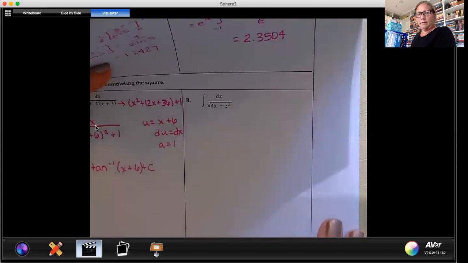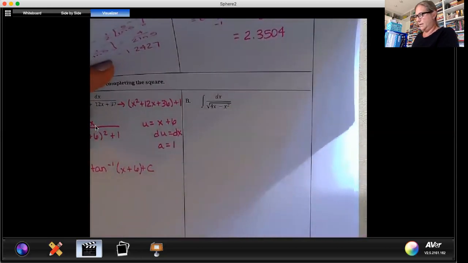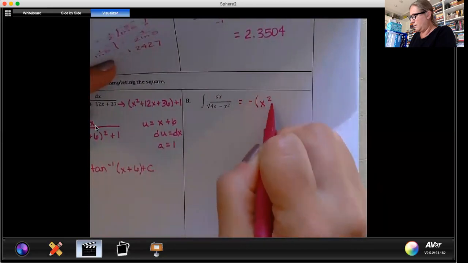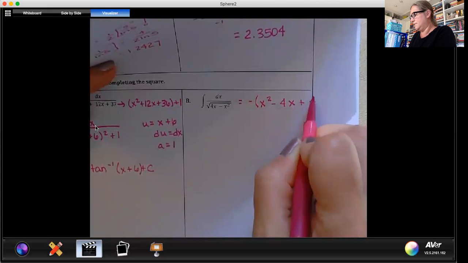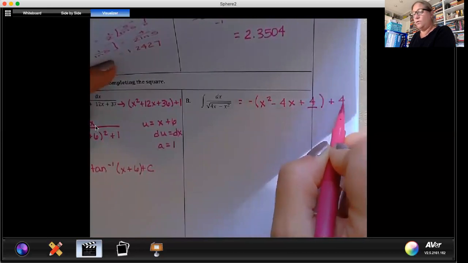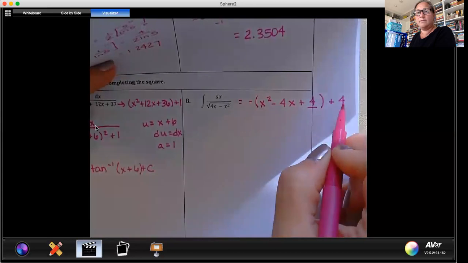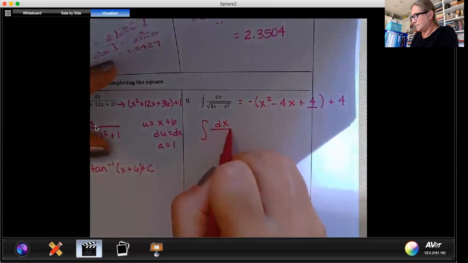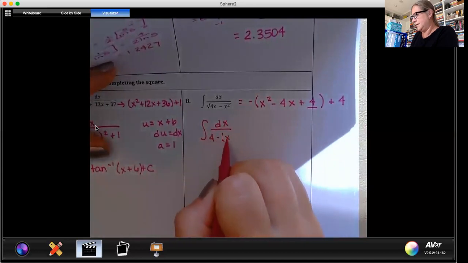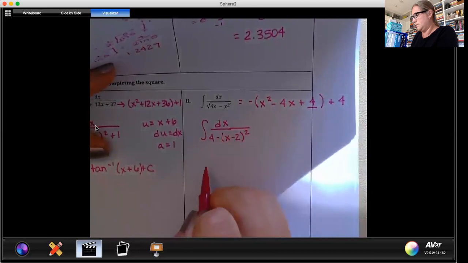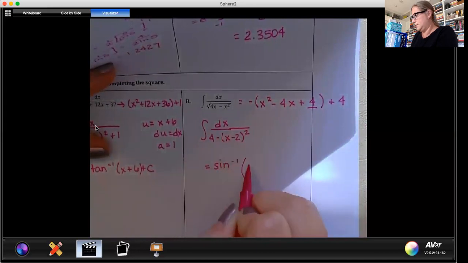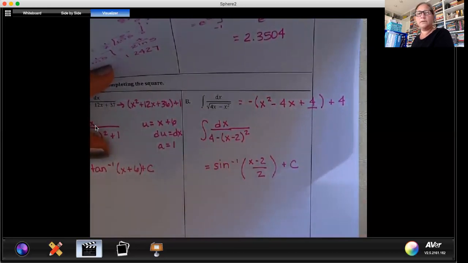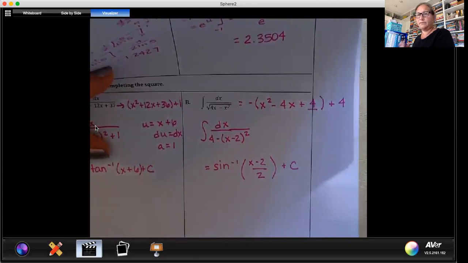And even though you are underneath a radical, you are going to do the same thing here. So you're going to have negative x squared minus 4x and then plus 4. You're going to have to add 4 out to the side because negative 4 and positive 4 would be 0. So we're going to rewrite that. dx over the square root of 4 minus x minus 2 squared, which is your inverse sine of x minus 2 over 2 plus c. Take a look at those inverse trig antiderivatives.